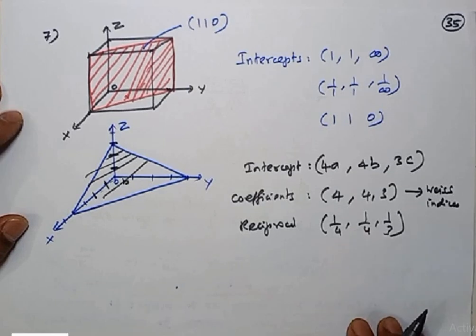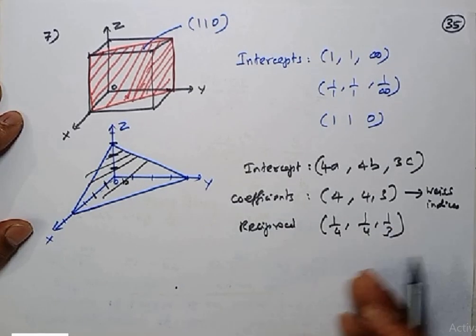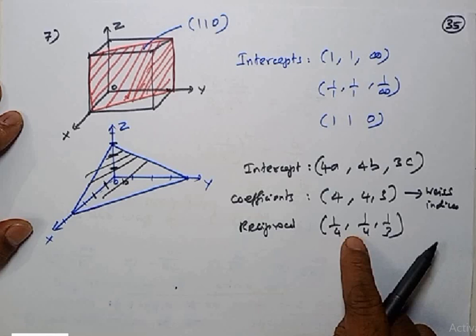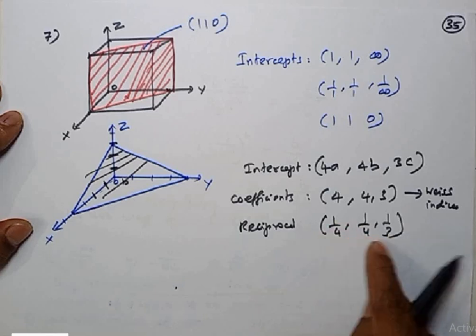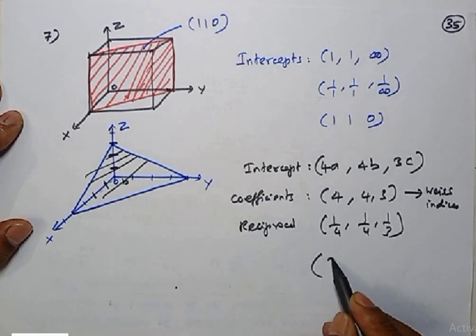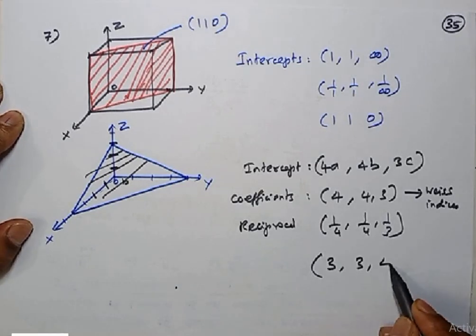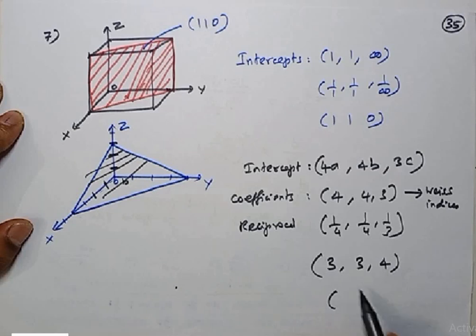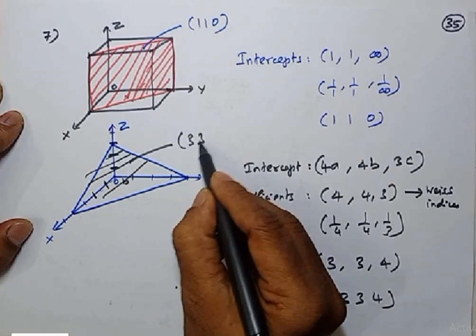Now we have fractions. So clear the fractions. How to clear? Just multiply by the LCM. So we have 4 and 3, so LCM is 12. Multiply throughout by 12. So what do we get? 3, 3, 4. So remove the commas. So this plane is called the 3 3 4 plane.